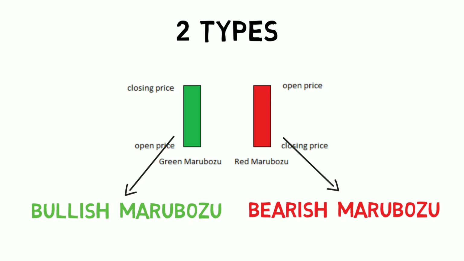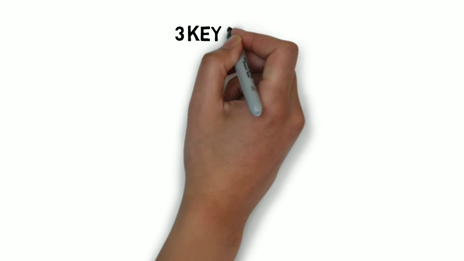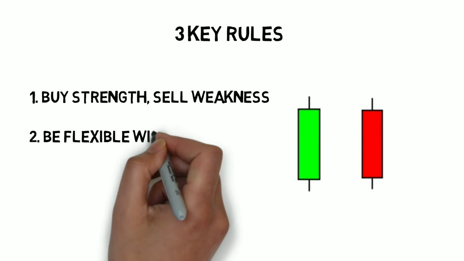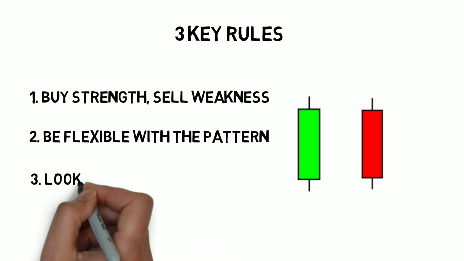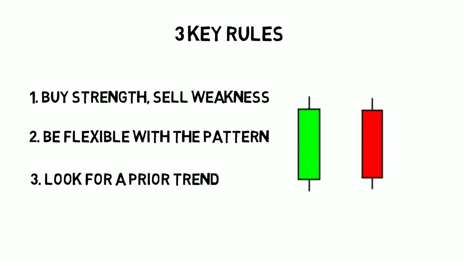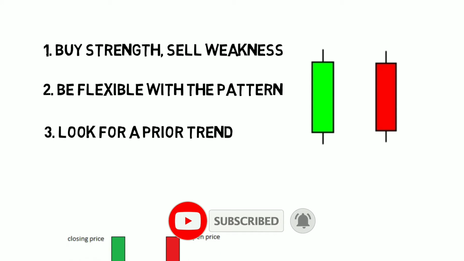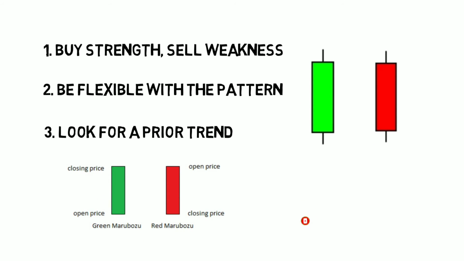But before proceeding further, let me remind you of the three key rules for candlesticks. Number 1, buy strength, sell weakness. Number 2, be flexible with the patterns. And number 3, look for a prior trend. If you want to know more about them in detail, check out our video on the three key rules for candlesticks. Marubozu is probably the only candle that can violate rule number 3. It can appear anywhere in the chart, no matter what the trend is.